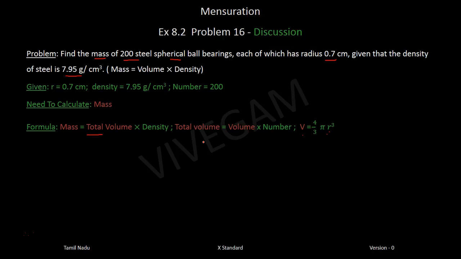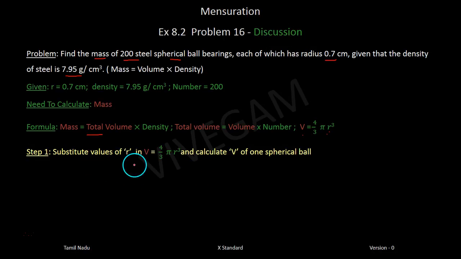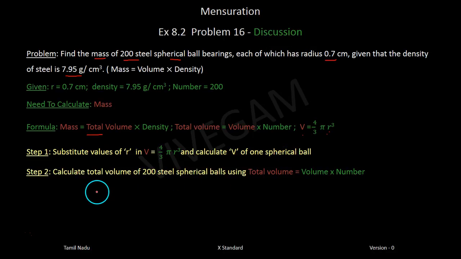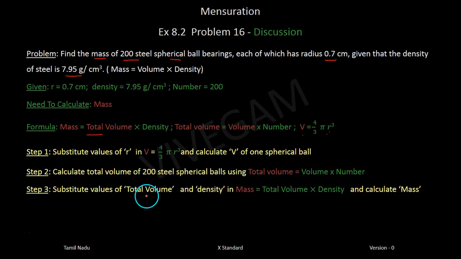So let me summarize the steps. Step 1. Substitute the value of r, which is 0.7 centimeter, in V equal to 4 by 3 pi r cubed and calculate the volume of one spherical ball. Step 2. Calculate the total volume of 200 spherical balls using total volume is volume into number. So volume you have calculated here, number we know it is 200. These two multiply, you will get the total volume. Step 3. Substitute the value of total volume and density in the equation mass equal to total volume into density. Total volume we have calculated in step 2. Density is given as 7.95 grams per centimeter cube.